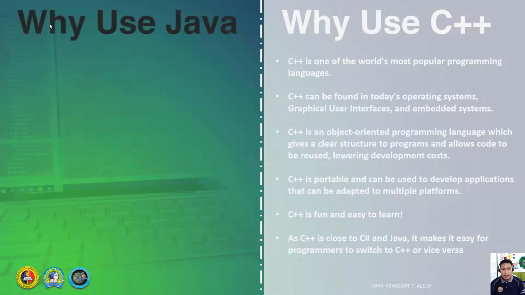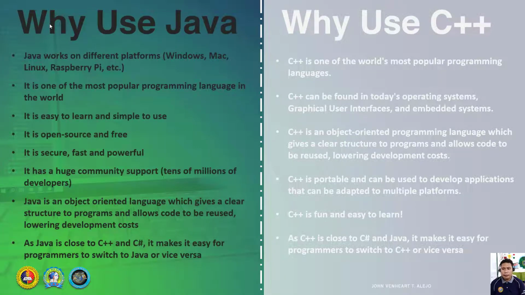Next is why use Java? Java works on different platforms like Windows, Mac, Linux, Raspberry Pi, and so on. It's one of the most popular programming languages in the world. It is easy to learn and simple to use. It is open source and free. Some programming languages you have to pay for to learn, but this one is free. It is secure, fast, and powerful.